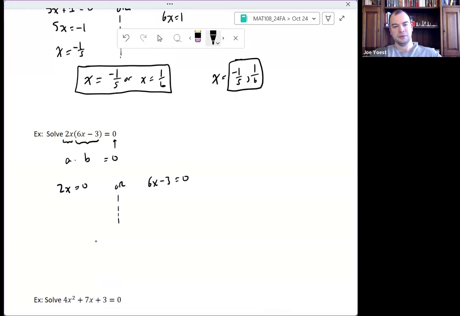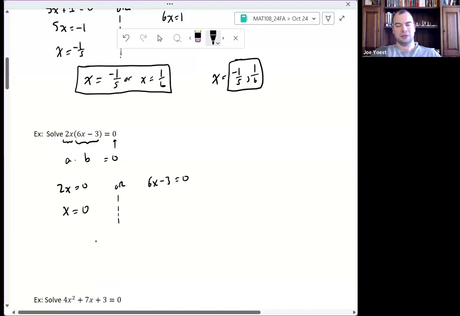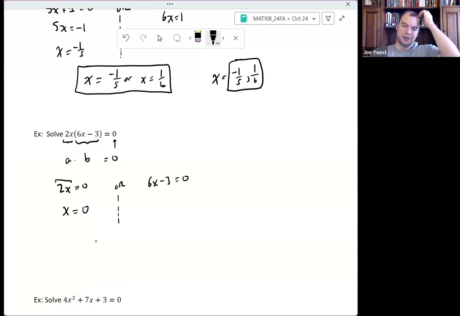If I look at the left one, divide both sides by 2, and I just get x equals 0 over 2, or just x equals 0. In fact, if I wanted to, I could just use my zero product property here as well. 2 times x equals 0, either 2 is 0 or x is 0. Well, of course, 2 is not 0, so x must be 0.